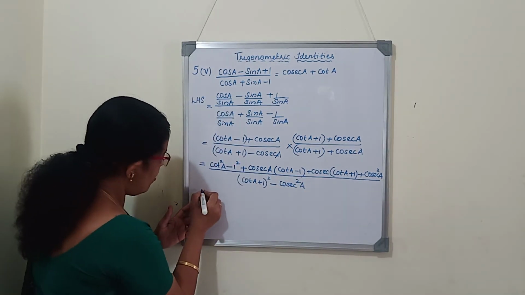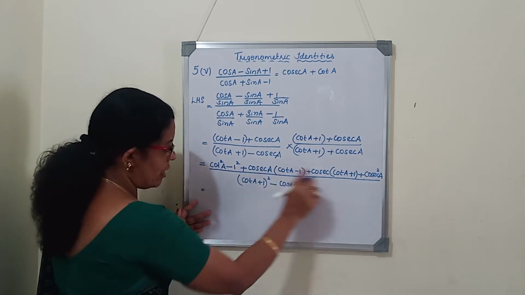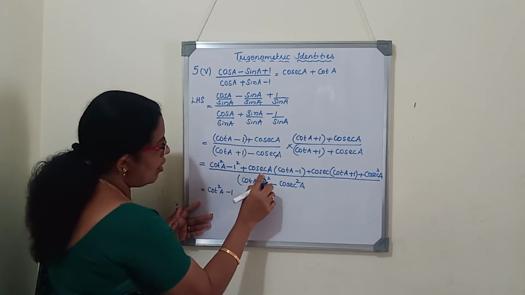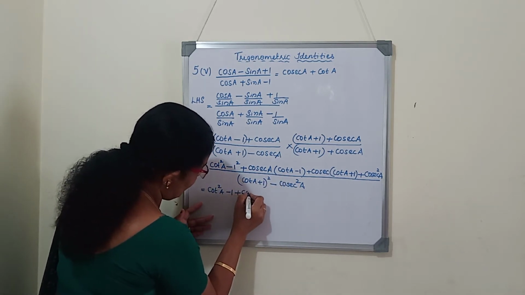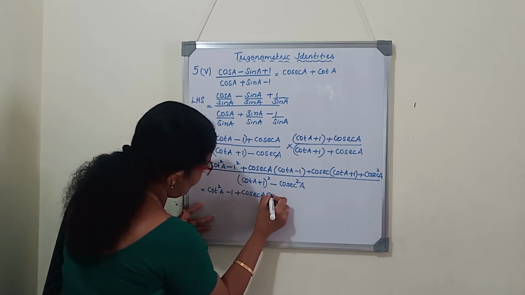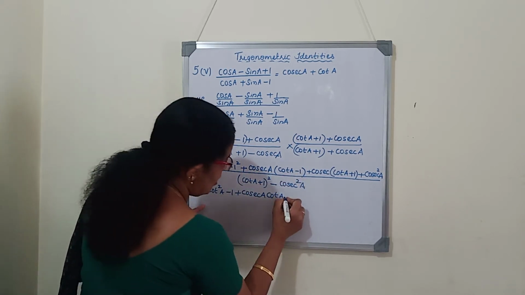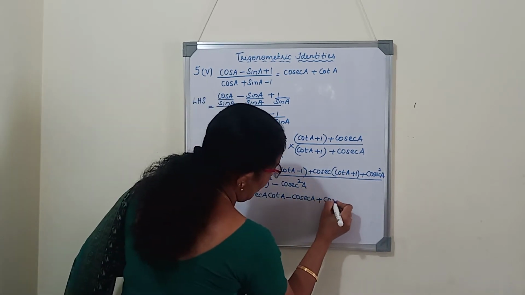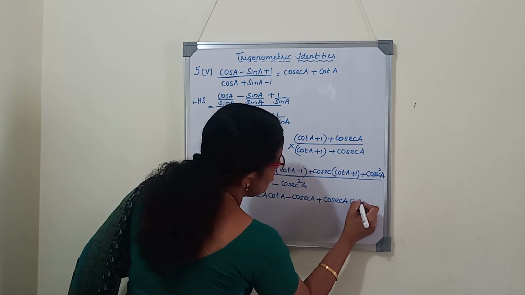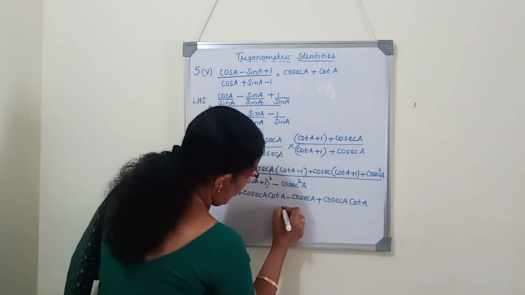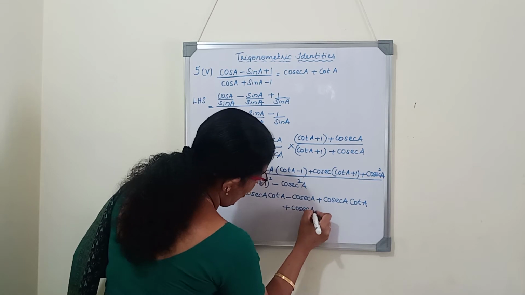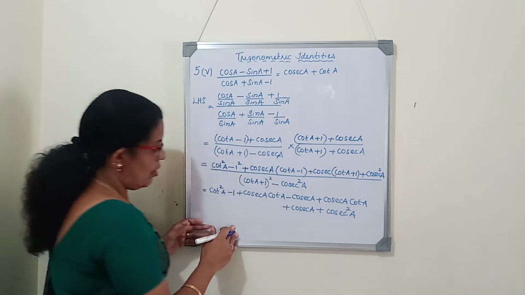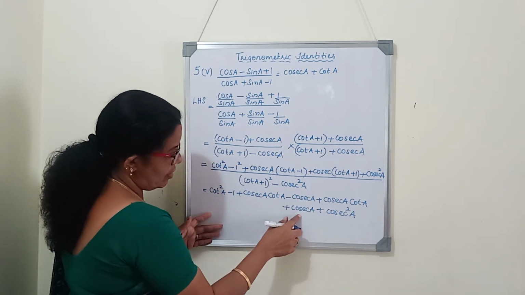Now next step. Cot square, we will expand the numerator. Cot square a minus 1, cosec a into cot a. As it is, we will write cosec a cot a. Cosec a into minus 1 minus cosec a. Cosec a into cot a, again cosec a cot a. Cosec a into plus 1 plus cosec a. And the last is cosec square a. Now minus cosec a and plus cosec a we can cancel.